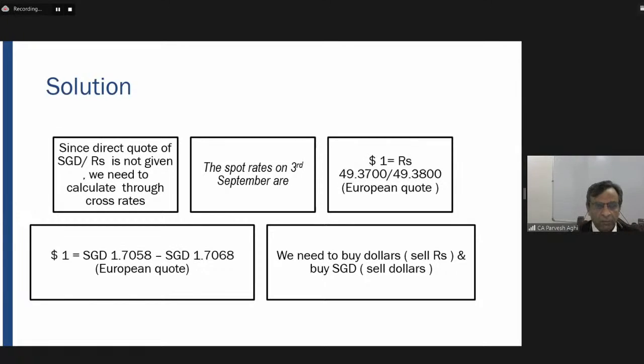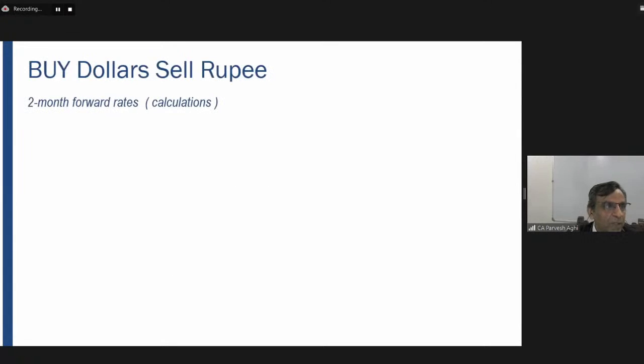So I repeat, we will buy dollars in India, take those dollars to Singapore, and in Singapore we sell those dollars and buy Singapore currency. So exactly we do the same thing. We need to buy dollars first by selling our Indian rupees in India, and then go to Singapore and buy Singapore dollars by selling dollars. So we need to do this. So let's begin. Now we buy dollars and sell rupees in India.